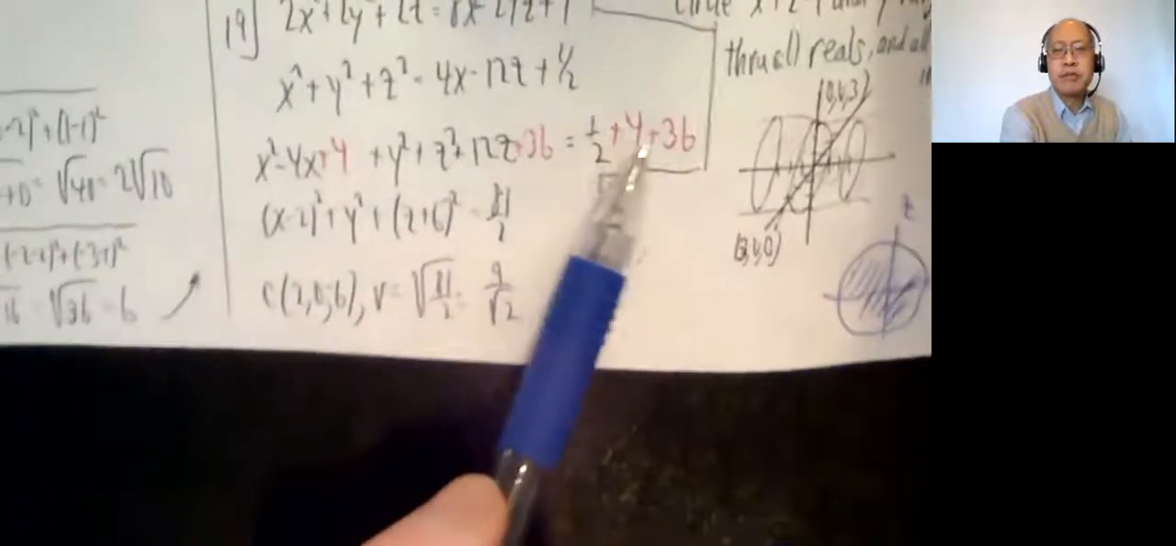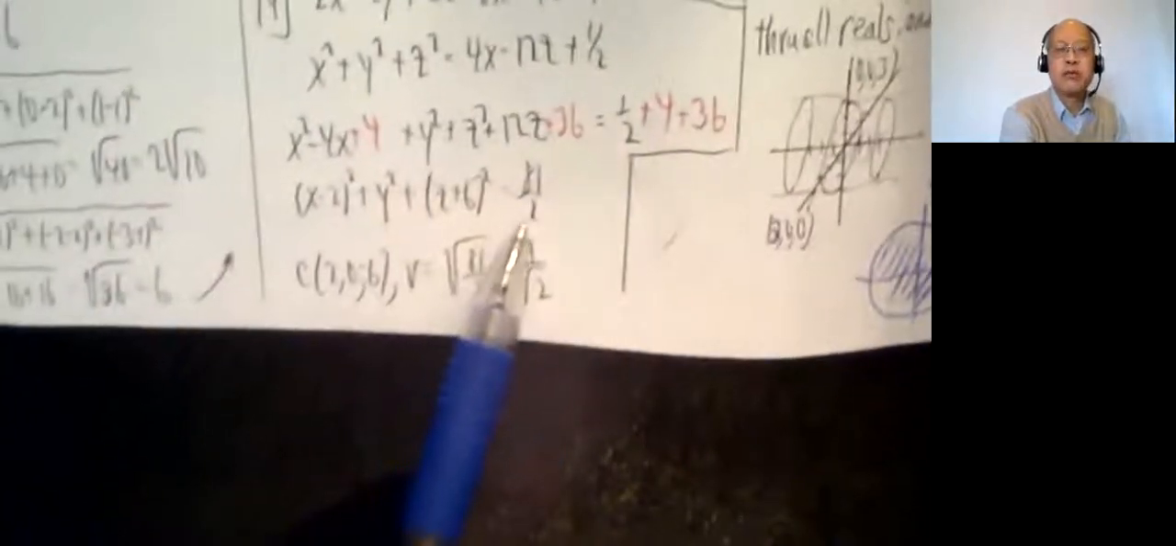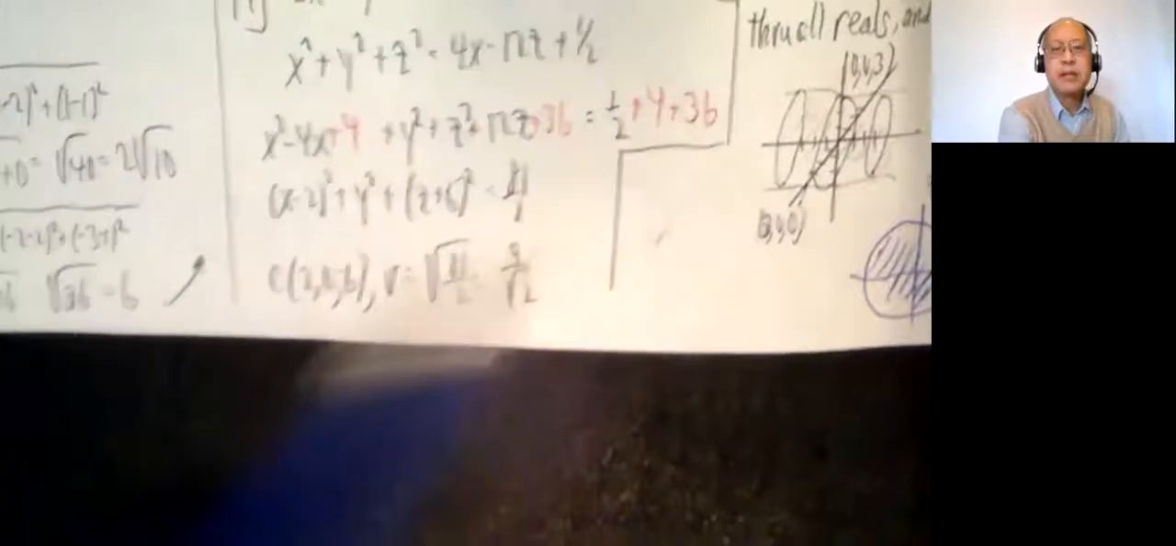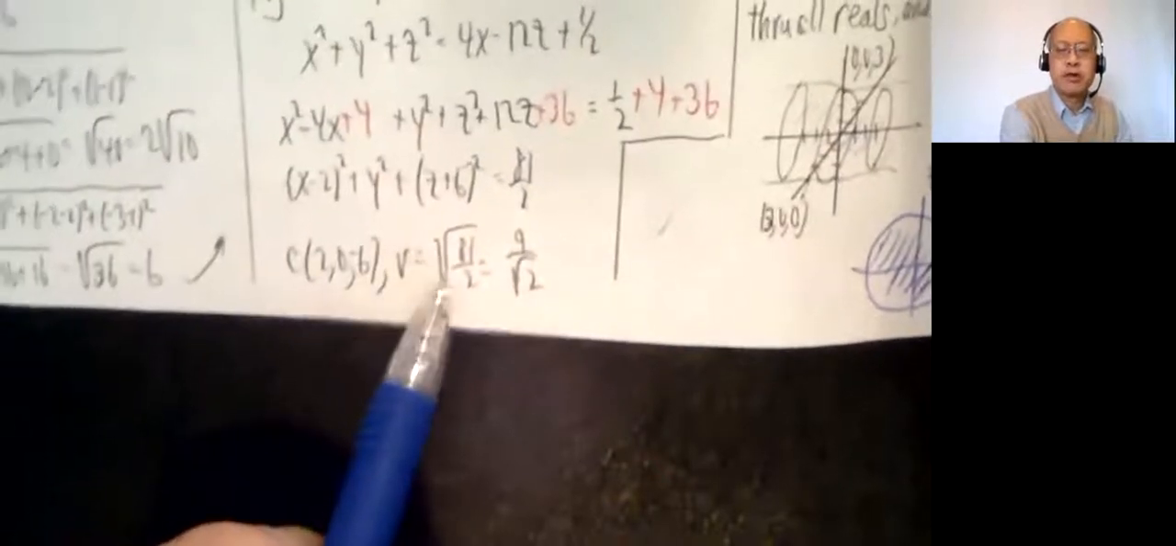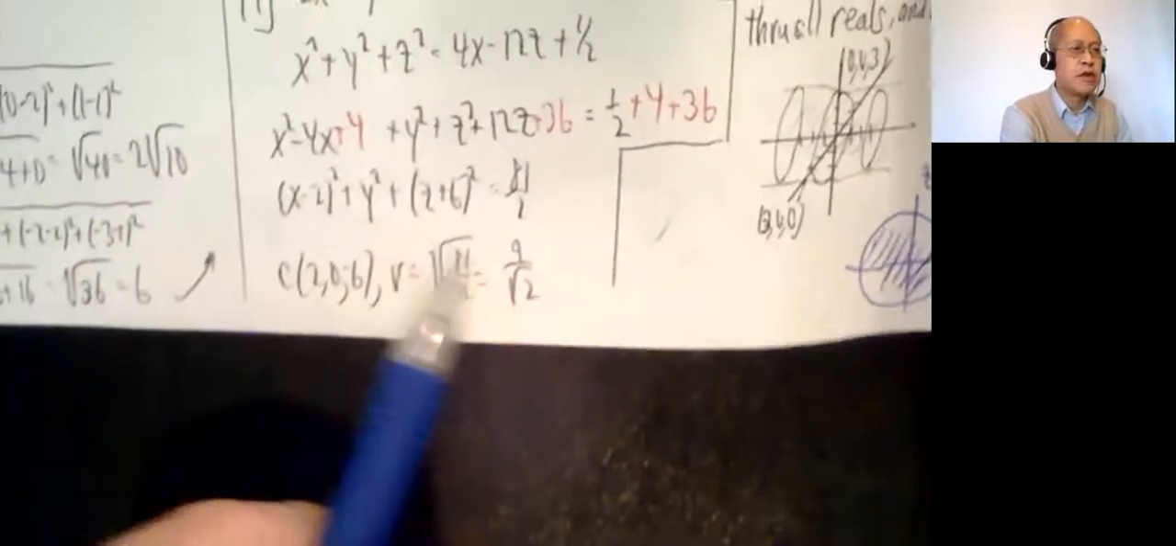Okay, this factors into x minus 2 squared plus y squared, leaving y alone, then z plus 6 squared, and this comes out to be 40.5, which is 81 over 2. All right, so the center is (2, 0, negative 6). The radius is the square root of 81 over 2, or 9 over radical 2. And you could just leave it like that.